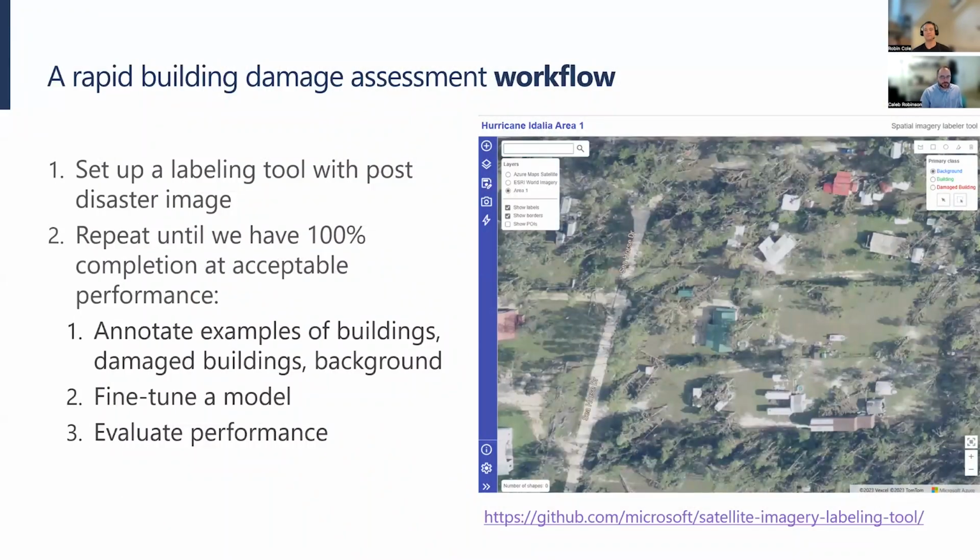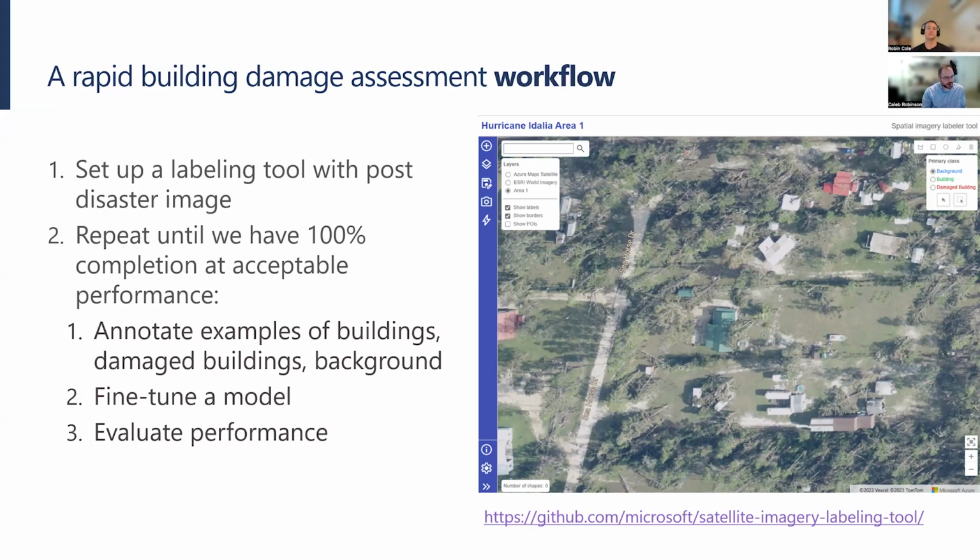So that really led us to this workflow that's implemented in that GitHub repo from the first slide, and it couldn't be more simple. Here, the steps are: you set up this labeling tool with post-disaster imagery. That's a different open source project that we have. This satellite imagery labeling tool is a very lightweight way to create polygon labels over pretty much any imagery that can be served in XYZ tile format. And then just repeat the steps of annotating examples of buildings, damaged buildings, background class, and occasionally clouds, depending on the quality of your scene.